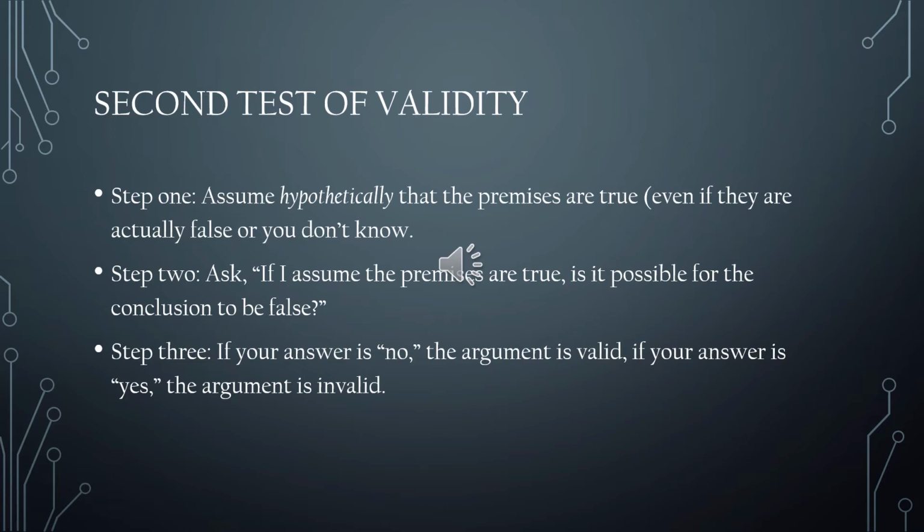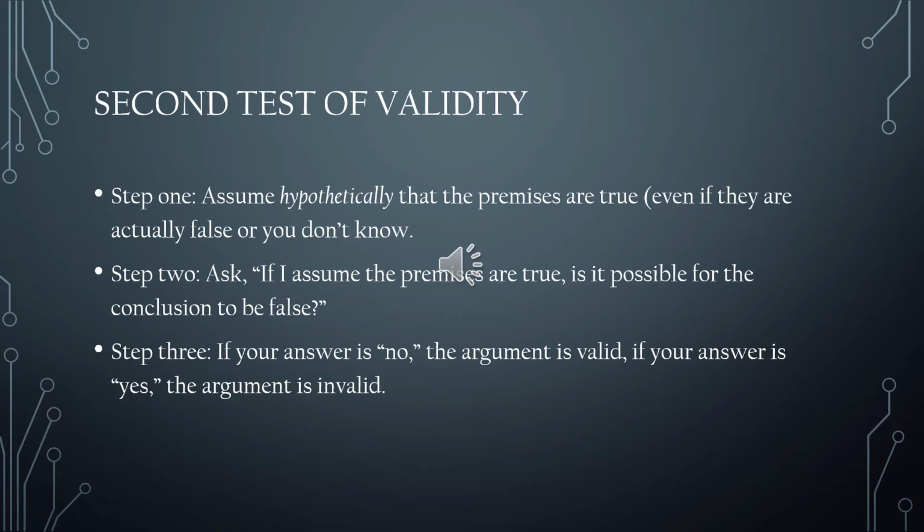Now, in this second test, we don't worry about the actual truth and falsity of the premises. We just pretend that the premises are true, even if they're actually false or if we actually don't know. And that's why this test is so useful. You don't really have to have an enormous body of factual knowledge to evaluate a deductive argument. You don't even have to know if the premises are true. You just have to pretend they are. Assume hypothetically that the premises were true, and then ask, okay, if I did make that assumption, would it be possible for the conclusion to be false? So you're working with what would happen hypothetically if the premises were true.